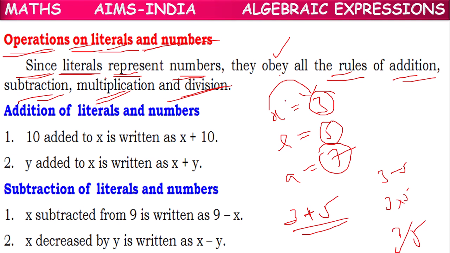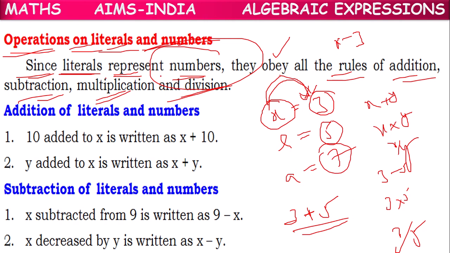In the same way, literals also indirectly represent numbers. So we can add two variables, multiply two variables, divide them, and subtract them. We can do all mathematical operations which are possible with numbers, with variables also.